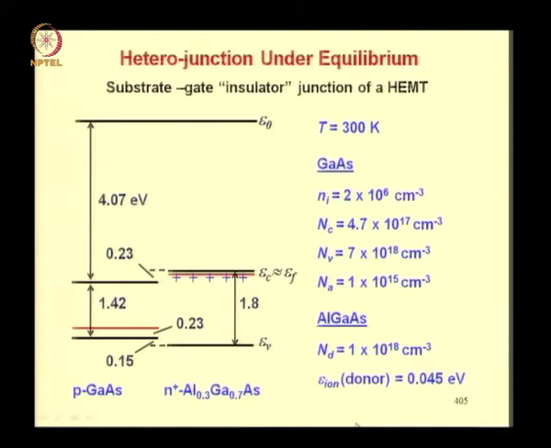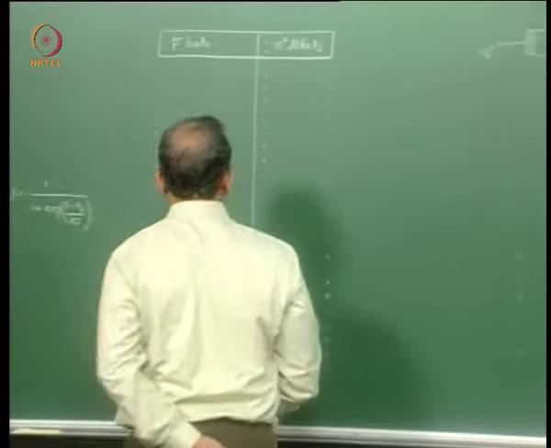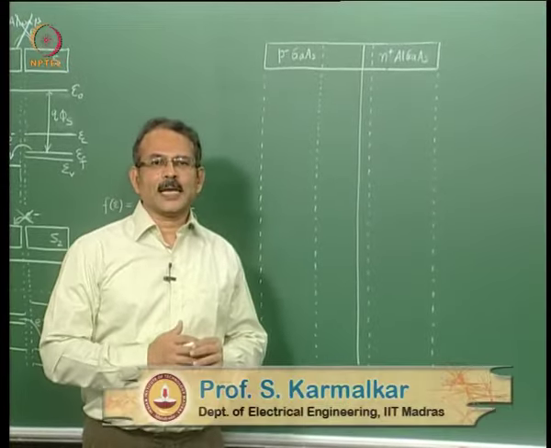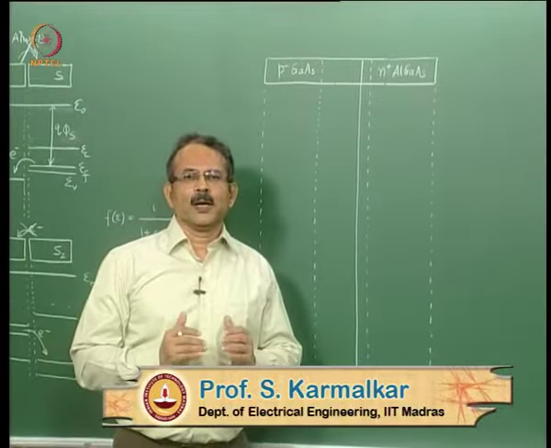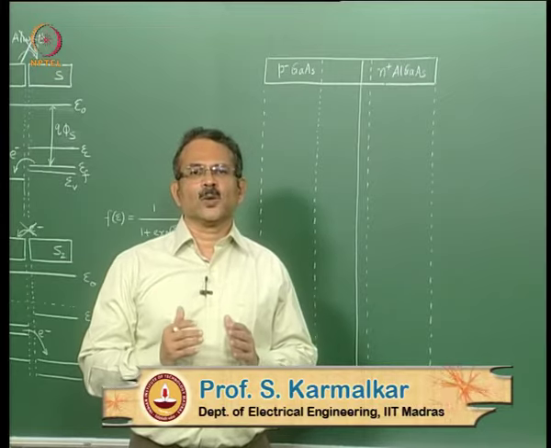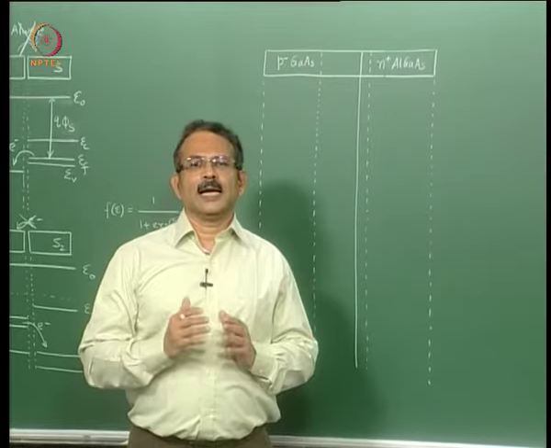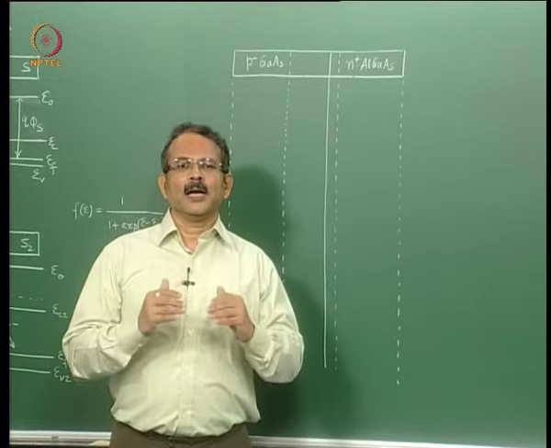Now with these values let us draw the band diagram under equilibrium. I am going to follow the same procedure that I have outlined in the previous lecture. The first step is to determine the concentration of electrons, holes, current densities Jn, Jp, E and psi from the drift diffusion model.